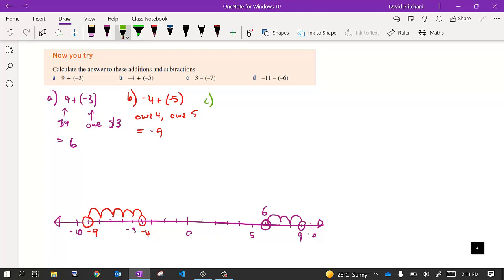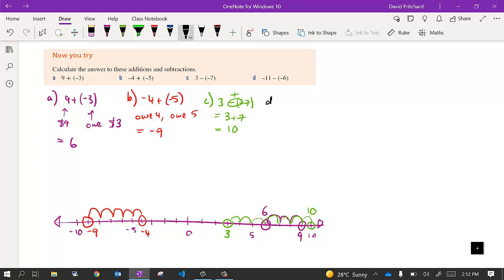So when we look at C, we've got 3, take away negative 7. Got the two negatives together there, which makes it a positive. And now we've got 3 plus 7, and that's a nice easy one. I've got $3, I've got another $7, I've got 10. So let's draw it out on the number line. We start at 3, 1, 2, 3, 4, 5, 6, 7. 7 jumps takes us up to 10.